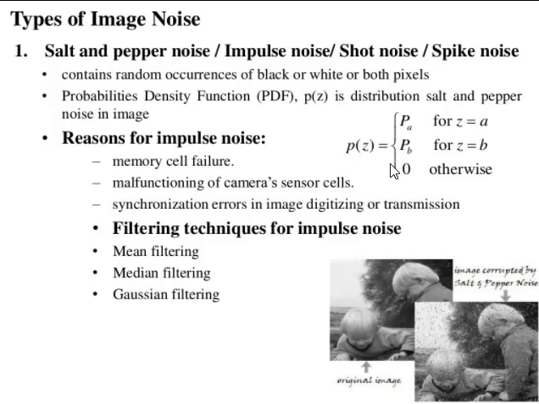Now let's see how we can denoise the image. Denoising is removing all the noise from the image. We can do this denoising by three different methods of filtering, known as mean filtering, median filtering, and third, Gaussian filtering.